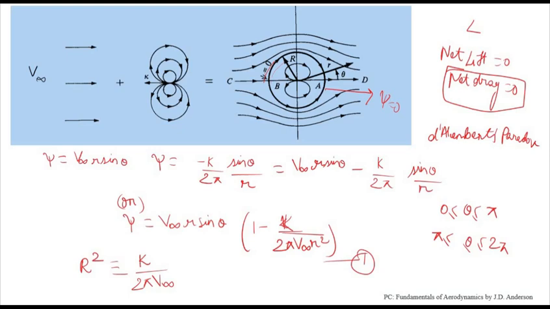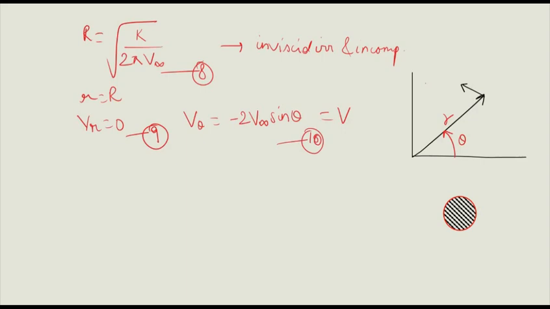So from this we see that the velocity given in equation 10, at the surface, reaches a maximum value of 2 times V infinity. When will it reach a maximum value? There are two values of theta. One is theta equal to pi by 2 and the other is 3 pi by 2. Now what are these surfaces? Where do I have 2 V infinity?